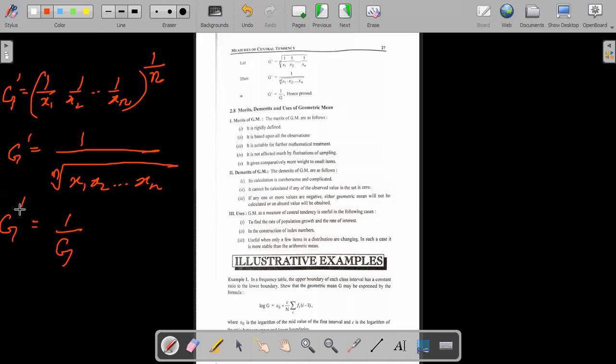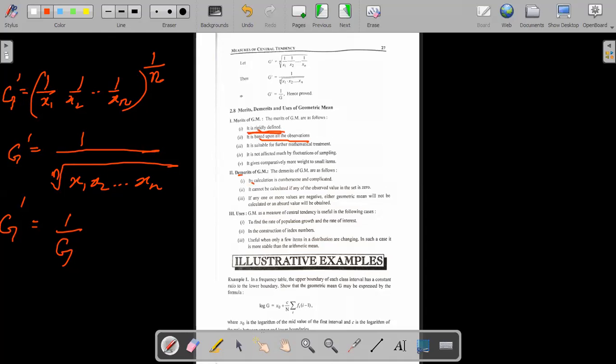Beta, is it clear? Yes, ma'am. Right? So now again, merits: if you see, this is easy to calculate. It is rigidly defined. Rigidly defined means it does not change, मतलब बहुत solid चीज है. It does not change easily. It is based upon all the observations, right?